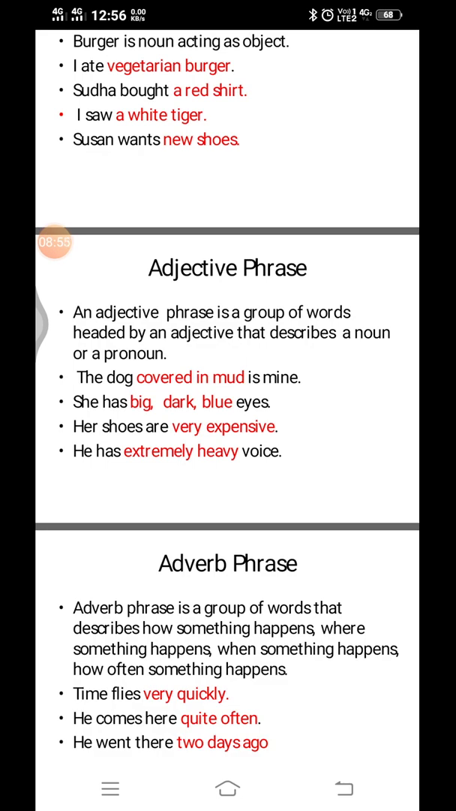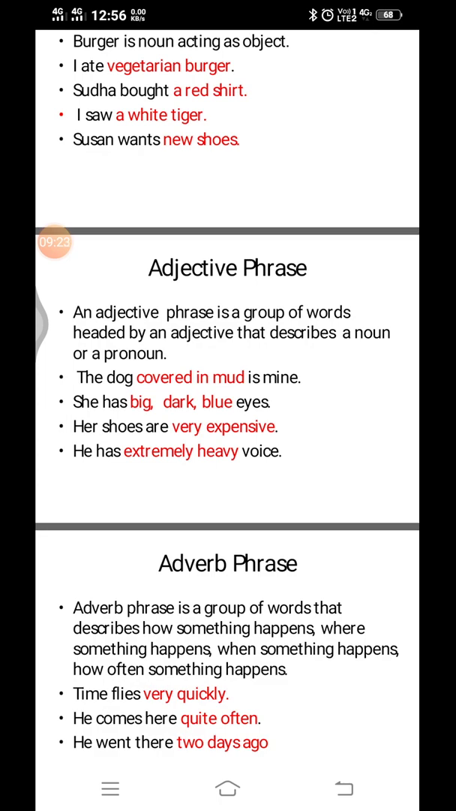Then, her shoes are very expensive. Now, very expensive is adding something to the noun shoes. So, it is adjective phrase. He has extremely heavy voice. Now, extremely heavy is adding something to the noun voice. So, it is adjective phrase.